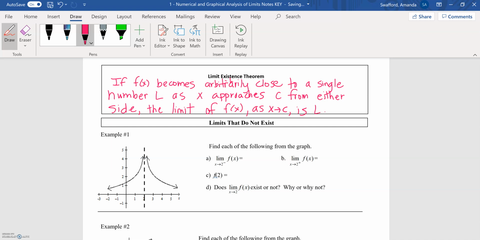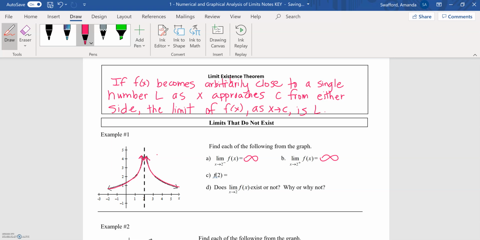Part A says, as x approaches 2 from the left. So we want to trace our graph coming closer and closer to 2 from the left. And it appears this graph is approaching infinity. All right, so then as we approach 2 from the right, it's also approaching infinity. The problem here is that infinity is not really a number. We can't say infinity would represent our L in our limit existence theorem.